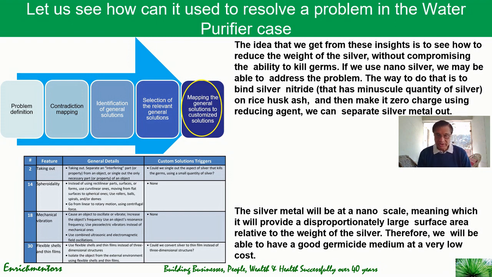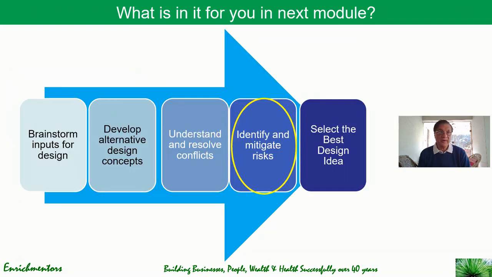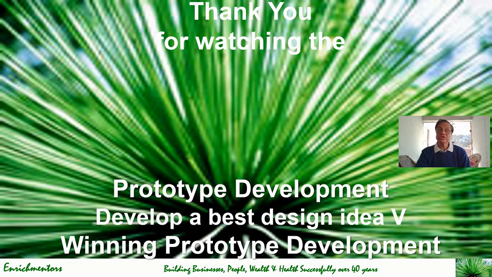So what do we do in the next module? In the next modules, having resolved the conflicts, found out how to manage the contradictions and resolve the conflicts, we will now look at, once we have that solution, what are the risks involved in moving forward on such solutions, and we will look at how to mitigate the risk using another wonderful tool.